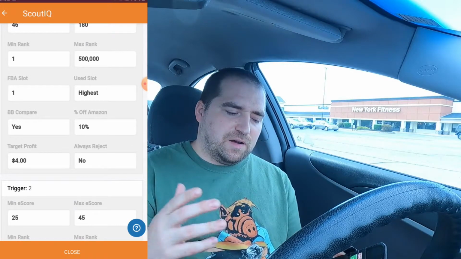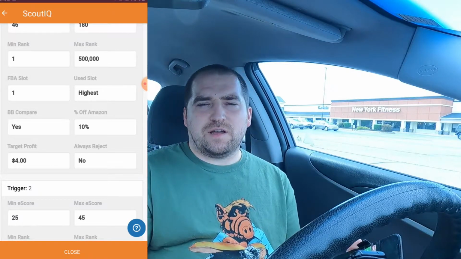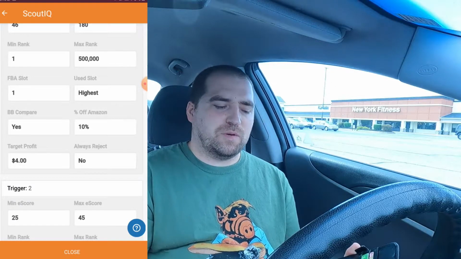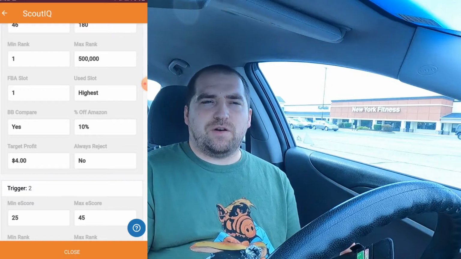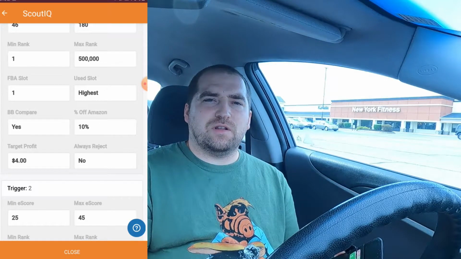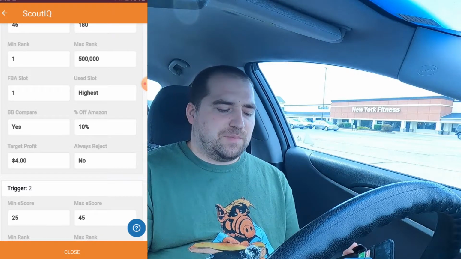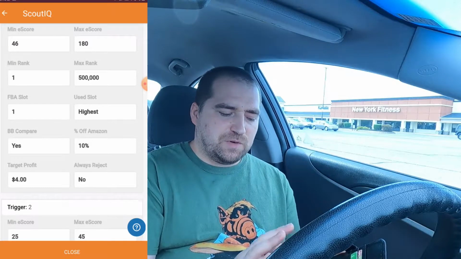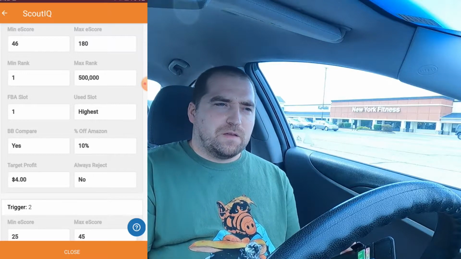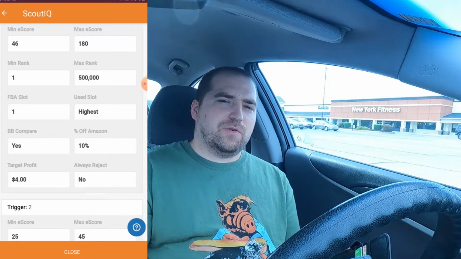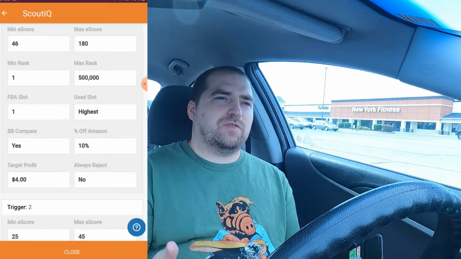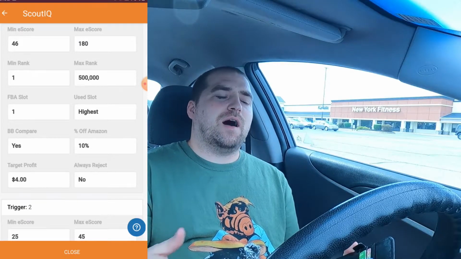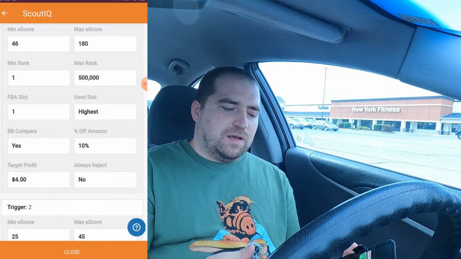Buy box compare: yes, you're always going to compare the buy box. That's how you're going to get 95% of your sales on Amazon selling books, through the buy box. I do 10% off Amazon, so if it's just me and Amazon on the listing, I'll undercut them by 10% and it'll automatically be listed at that. My target profit for these fast moving books is $4. Take that with a grain of salt, because if a book is $2 or $3 and it's showing green as I'm going to make $4, I'm probably going to leave it behind.